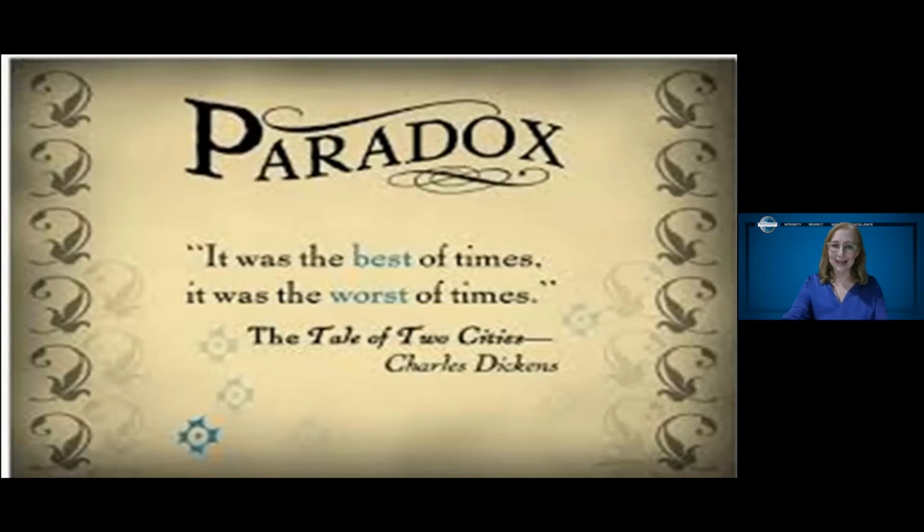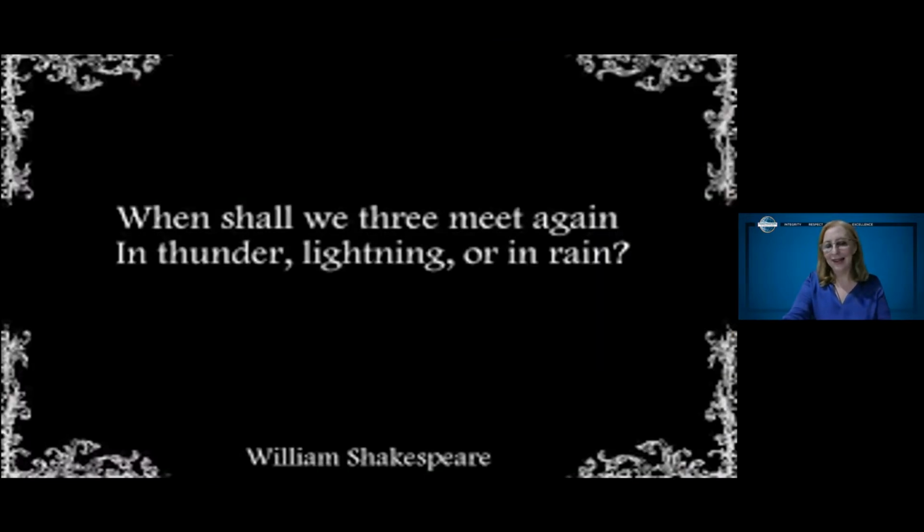A paradox is a seemingly contradictory statement that is put together, and it really engages the audience and gets them to start thinking, how is this going to be proven to me that times can be both best and worst simultaneously? And the triad, when shall we three meet again, in thunder, lightning, or in rain? Thunder, lightning, rain are all aspects of a storm. So that is Shakespeare using the triad.